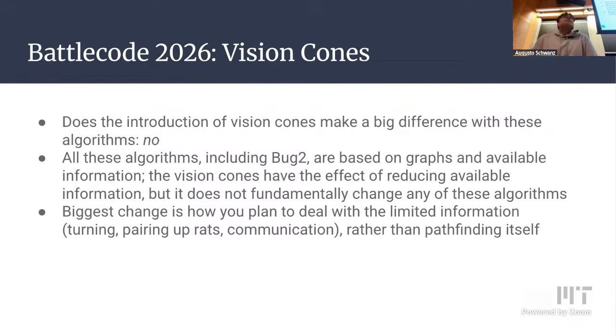We wanted to emphasize that this does not fundamentally affect any of the algorithms we've talked about. All it really does is reduce the information you have. How you deal with this is essentially a strategy choice. Are you going to have your rats turning a lot? Are you going to pair up rats so that they can communicate with each other? That is up to you, but the vision code does not essentially affect these algorithms. You can implement these more or less without problem. So if you've done Battlecode in the past and worked with these algorithms before, nothing changes too much.